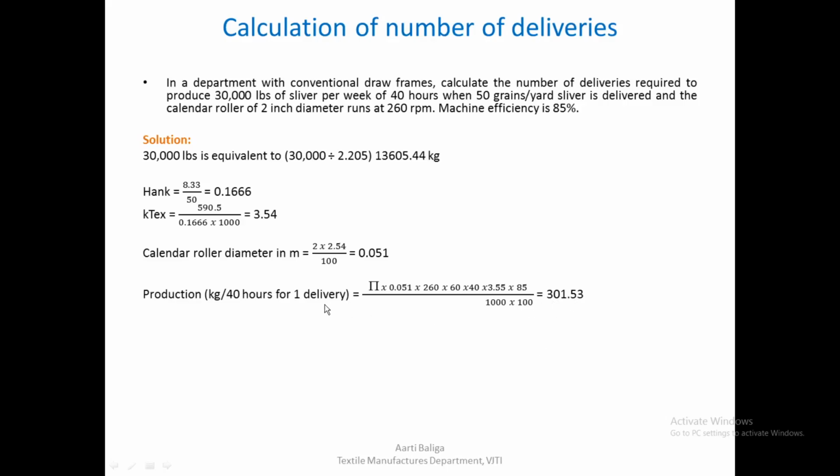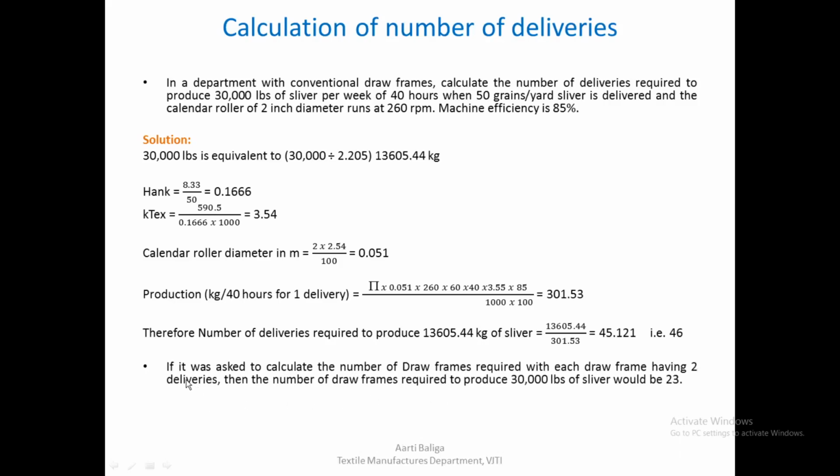We are asked how many deliveries would be needed to produce this many kgs, so I simply divide this by this, and the answer that I get is 45.121, which approximates to 46. Now, instead, if we are asked to calculate the number of draw frames required, with each draw frame having 2 deliveries, then we simply divide the number of deliveries by 2, which gives 23 draw frames to produce 30,000 pounds of sliver in this particular problem.